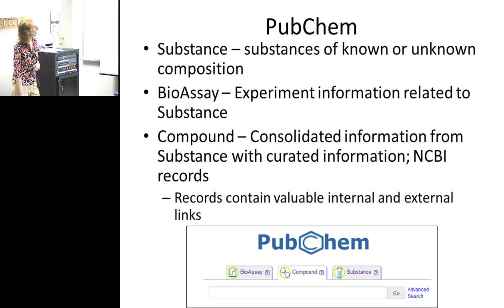PubChem bioassay has experimental information that's related to the chemicals in substance. Now, in contrast, PubChem compound is information that comes from substance, but is curated and annotated by NCBI. And they've also added a number of valuable internal and external links to those records. So again, when possible, you want to use compound. It's also going to be the most up-to-date, so if a chemical changes name or something changes in it, it'll be updated here. So just to make an analogy, PubChem compound is to PubChem substance as RefSeq is to GenBank.